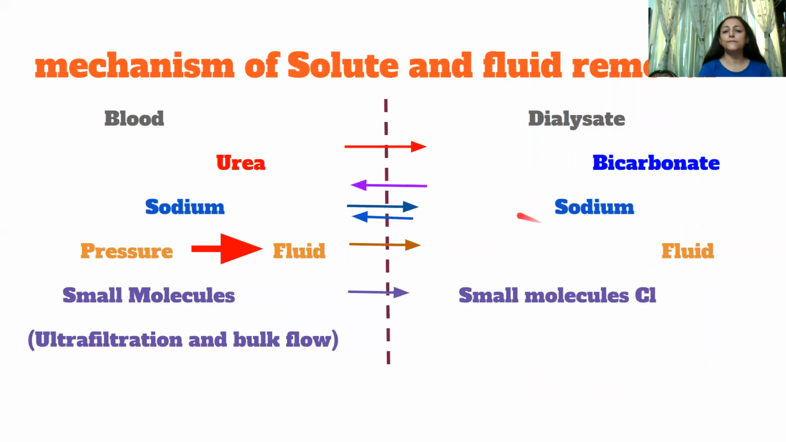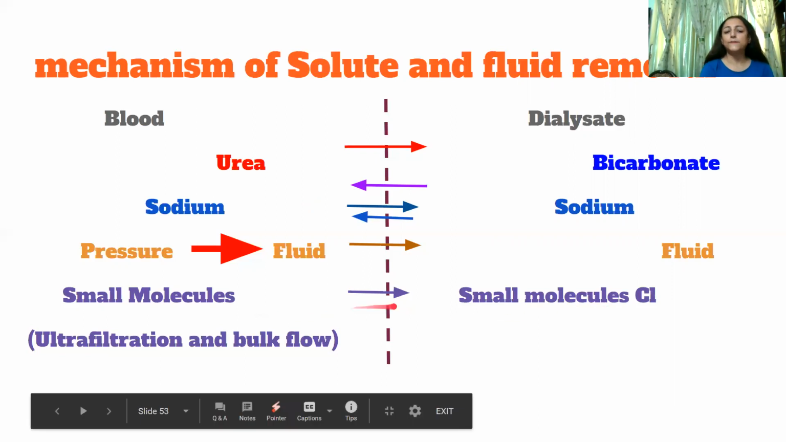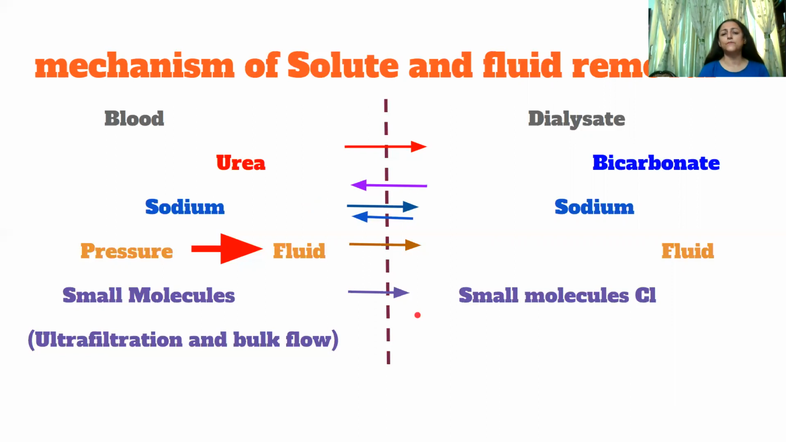The sodium level will depend upon the level in the blood, and it will be in equilibrium. Sodium can move this way or that way depending on the condition. If the patient has more sodium in the blood, we will put less here so that less sodium reaches the dialysate. With pressure, we will send fluid to the dialysate, and other small molecules such as chloride will be pumped with the help of ultrafiltration and bulk flow. So this is how the exchange of different solutes happens in dialysis.